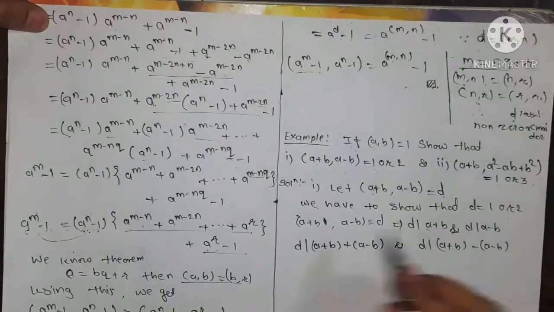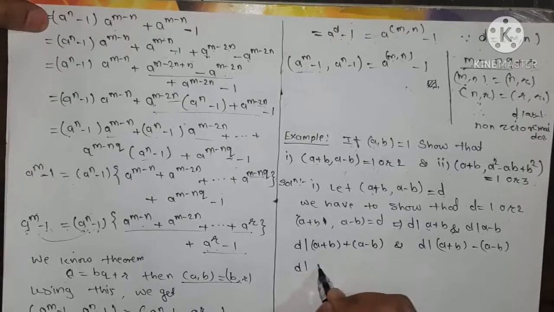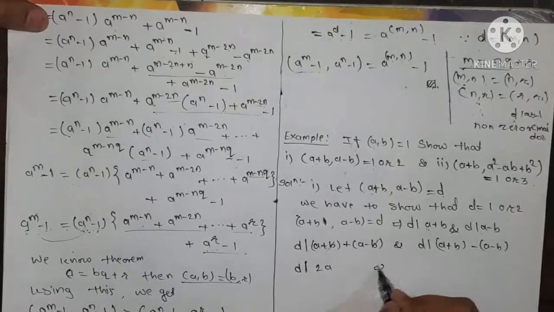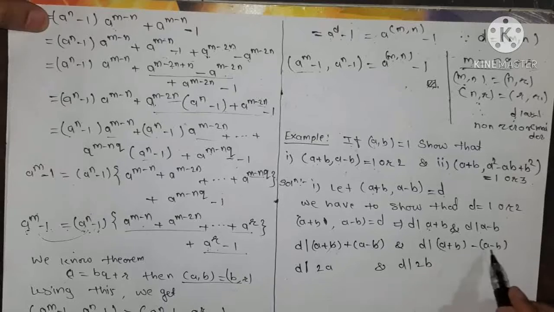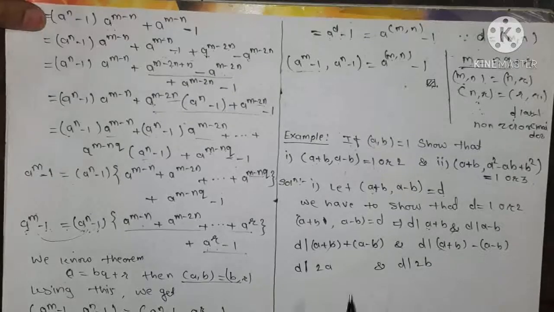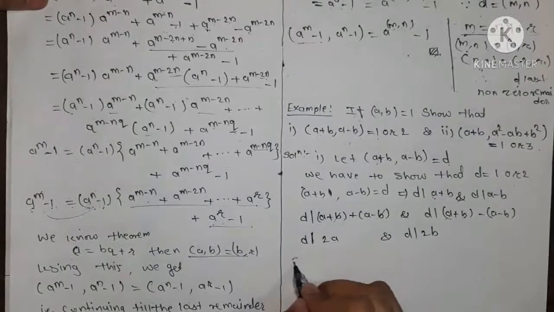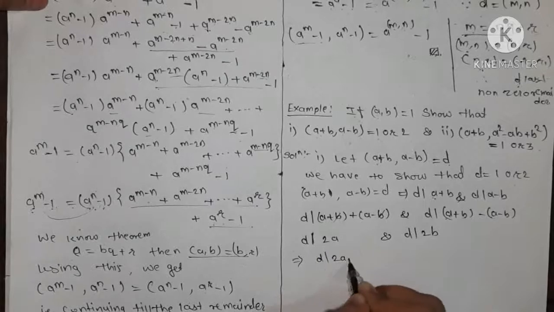We take the combination of that. So d divides, here b and b get cancelled, so we have d divides twice a and d divides twice b, because again a gets cancelled, b plus b is twice b. Okay, so this implies d divides 2a plus 2b.